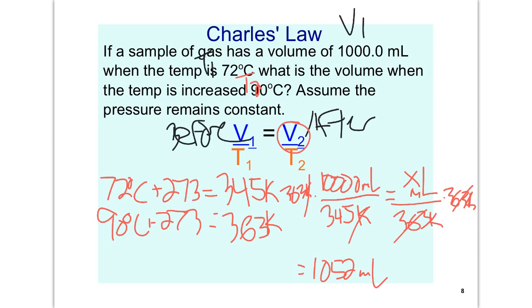Rounding to 2 sig figs, we will actually record this as 1,100. I guess 90 degrees Celsius is 1 sig fig, so you could record it as 1,000. And that is milliliters. Again, we should always think, does that answer make sense? Well, since we saw an increase in temperature, we went from 72 to 90, then it makes sense that we would go from 1,000 milliliters to, well, I guess 1,050.